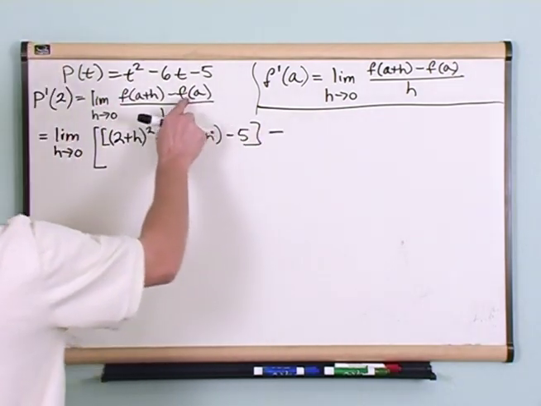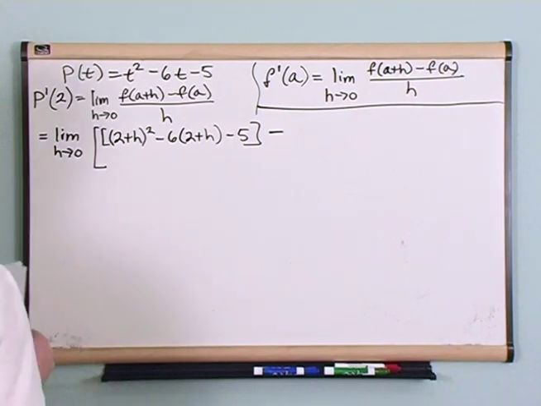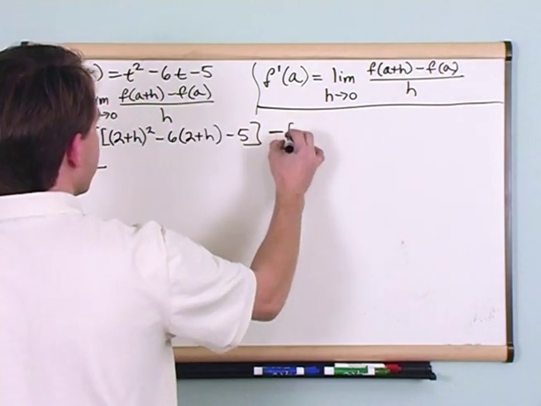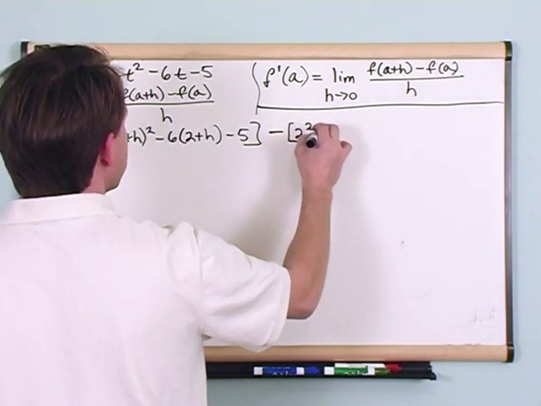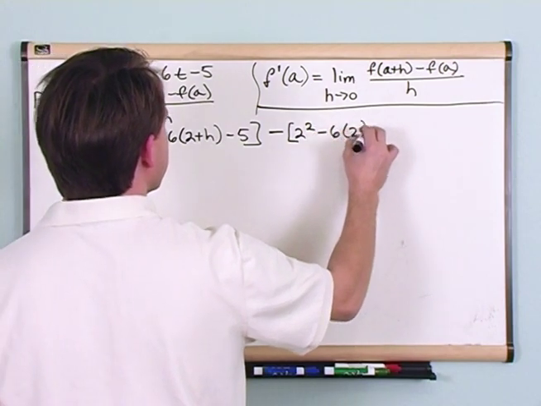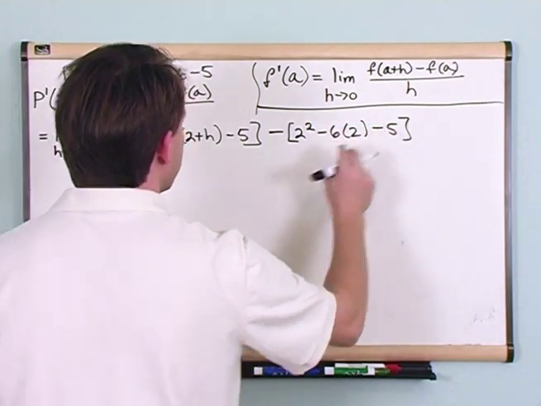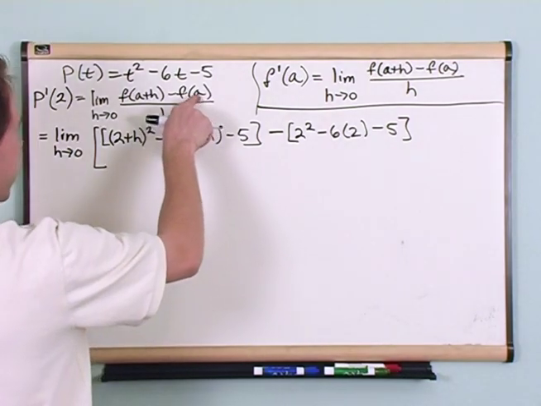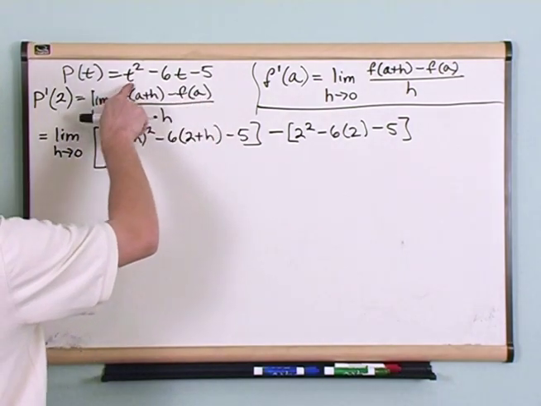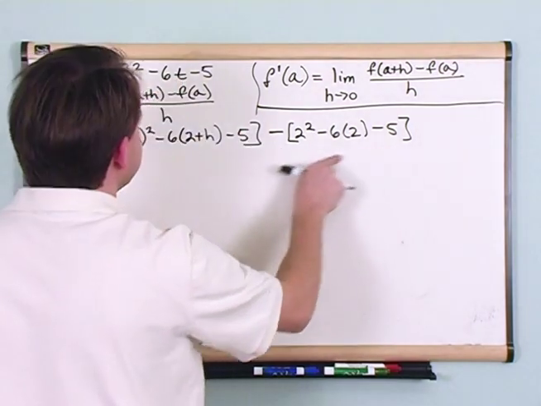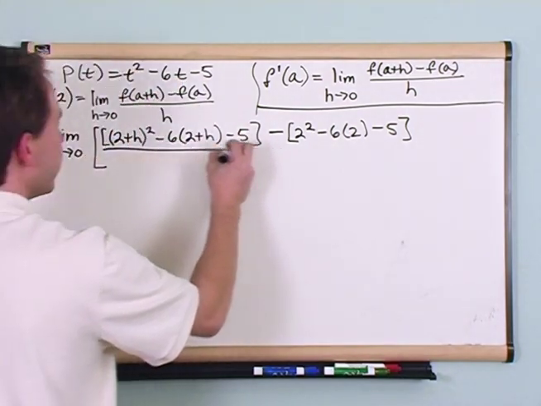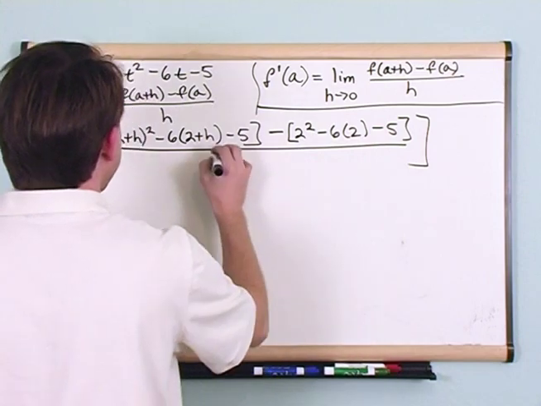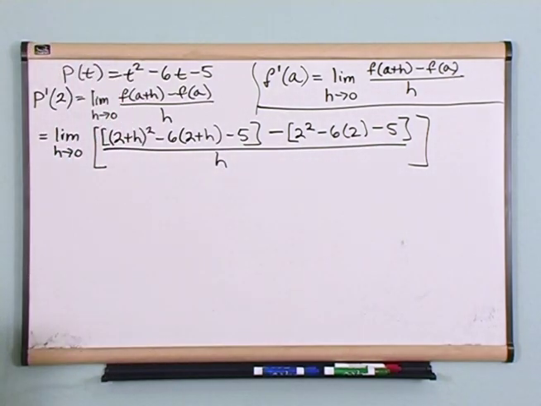But remember, I've got to subtract this quantity, which is just f of a. So I'm going to have over here 2 squared minus 6 times 2 minus 5. Now why did I do it like that? Because it's f of a where a is equal to 2. So I just plug 2 in here and 2 in here, and I get this. Okay? And all of this stuff is over h.